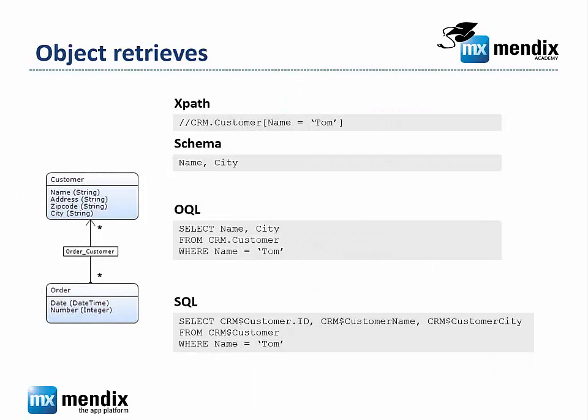So what happens when an object is being retrieved? For example, we're trying to retrieve the customer by the name of Tom, and the schema, or what we want to present or show to the user in the page, is just the name and the city. So this XPath constraint is converted into an OQL query, and the OQL query is converted into a traditional SQL query.